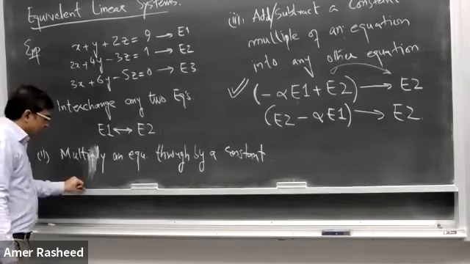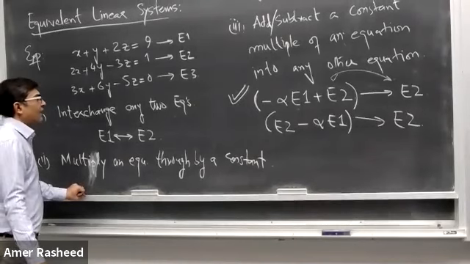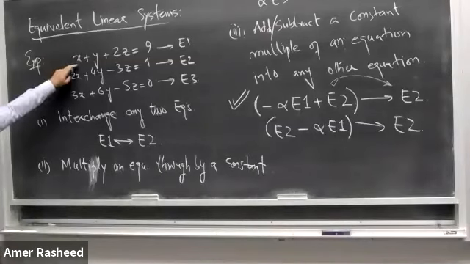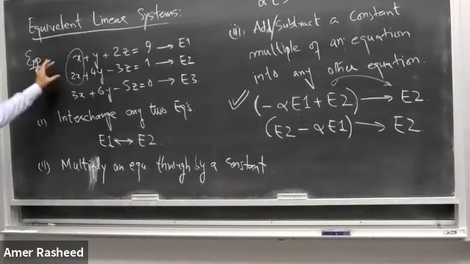The third point, could you repeat this? It is adding a constant multiple of an equation. What would you do here in order to eliminate x in equation 1 and 2? What will you do here?